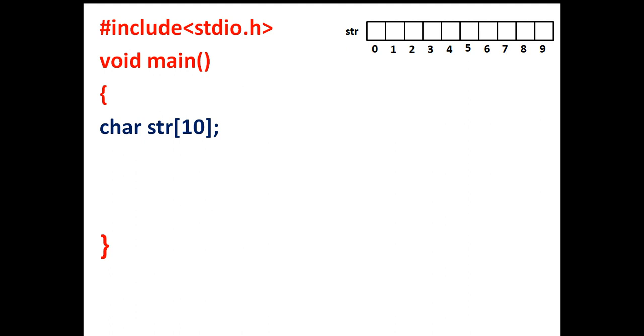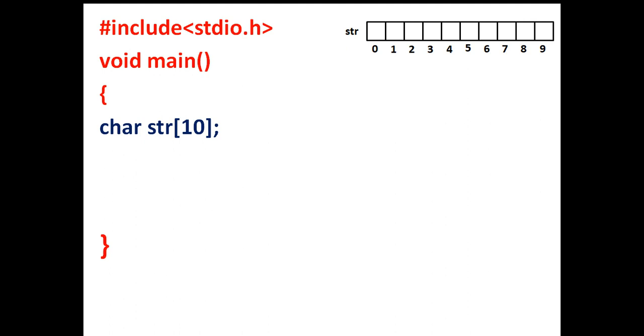These locations should be continuous. These locations are at contiguous locations and these locations are given a numbering. This numbering starts from 0 and this numbering is called index. So now we have got 10 memory locations. So now what we have to do? We have to fill data into this array because str is an array of character type.